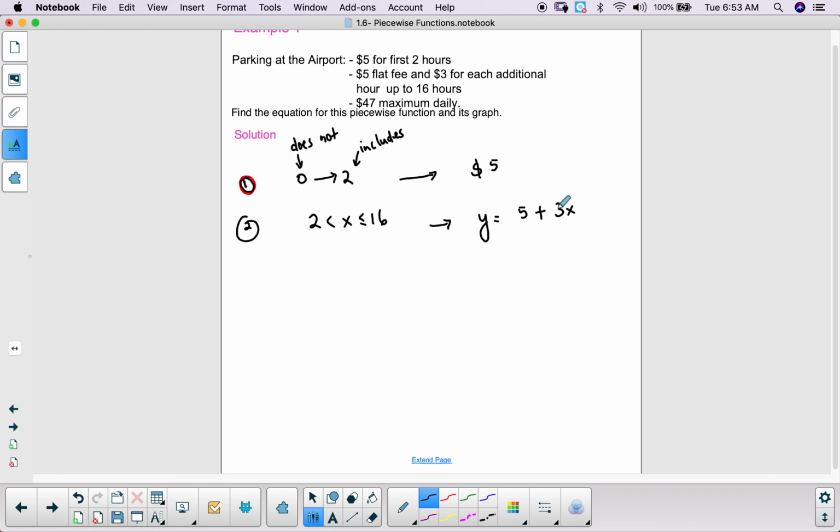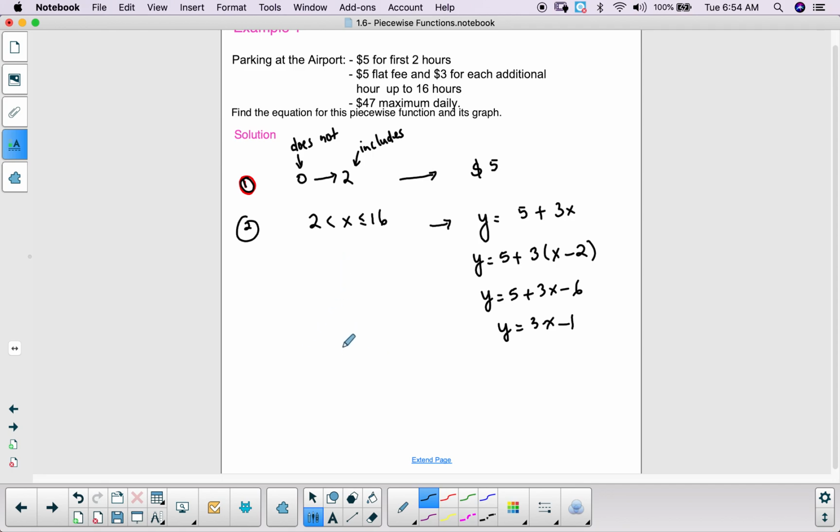But then again, this does not start at the origin. So we can't say 5 plus 3x because this value starts at 2. So what you need to do is take this equation and shift it 2 units to the right. So then it becomes y equals 5 plus 3 times x minus 2. And that would be 5 plus 3x minus 6, or y equals 3x minus 1. That's one way to get the equation of that part of the line.